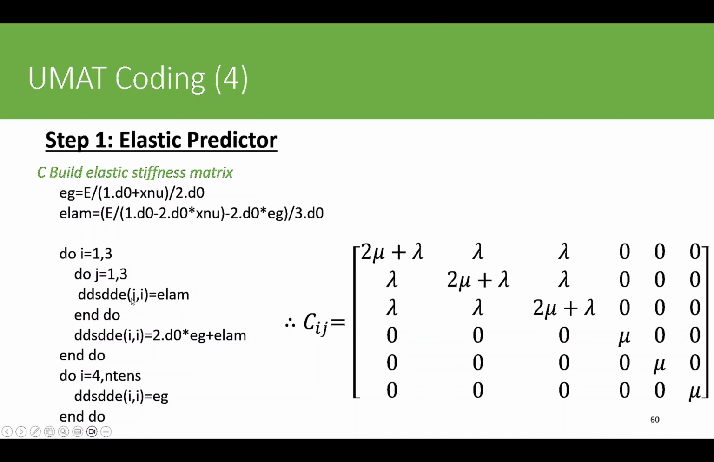So 1,1, 2,1, and 3,1 is assigned as this one. And then similarly, I assign for diagonal terms 2 mu plus lambda. So that's what is done, 2 times mu plus lambda, and that's a diagonal term here. And then I further assign from 4 to 6, which is this, as only mu. So again, you can have a look at that and work out how I have done it here. But it's just transforming this into the programming language format, in the form of do loops.